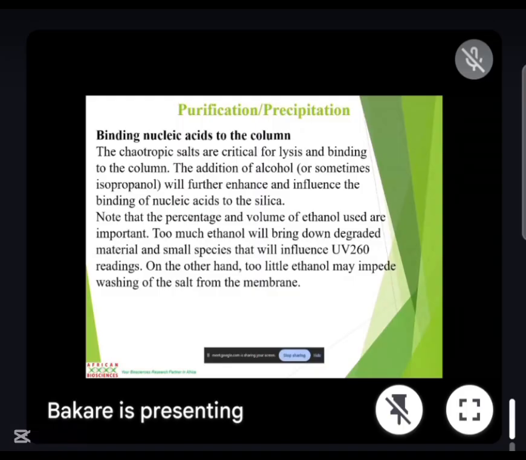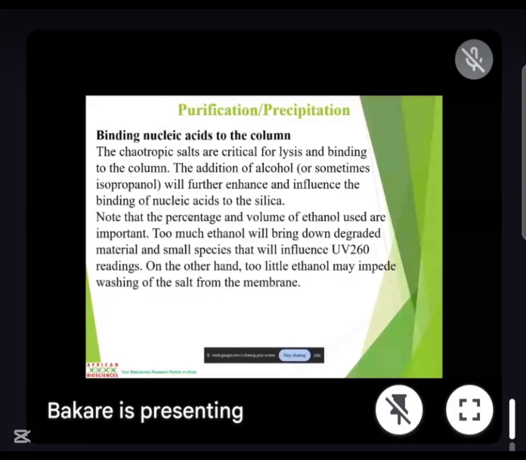And also when you precipitate, you add alcohol. Sometimes they ask us to add isopropanol. It depends on the manufacturer, but either alcohol or isopropanol works well. So this will further enhance and influence the binding of the nucleic acid to the silica.